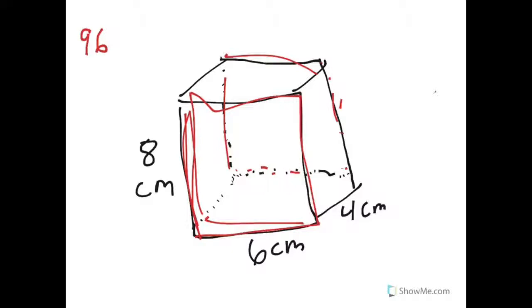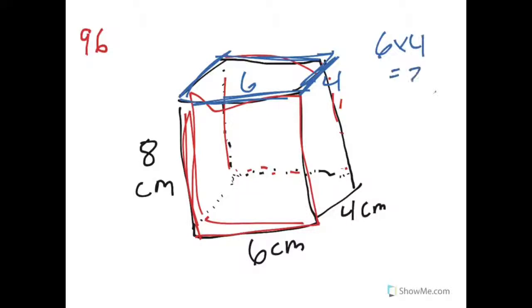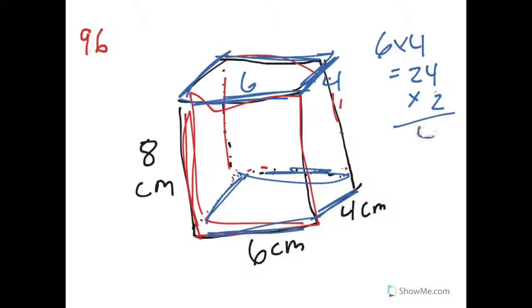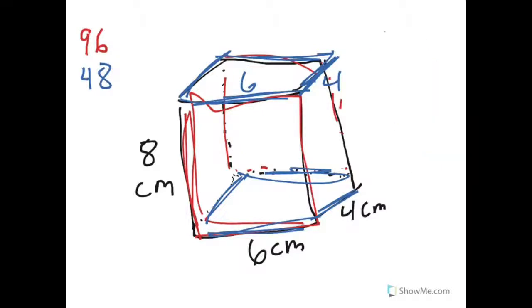Now I want to find the surface area, and I'm going to use a blue marker, of the top, which would be this area here. I know this is 6. I know that this side is 4. 6 times 4 would give me 24. But, again, if you look at the top, you've got to look at the bottom as well. So that's 24, and there's 2 of those, so that gives us 48. So again, I'm going to set that aside, put a pin in that.